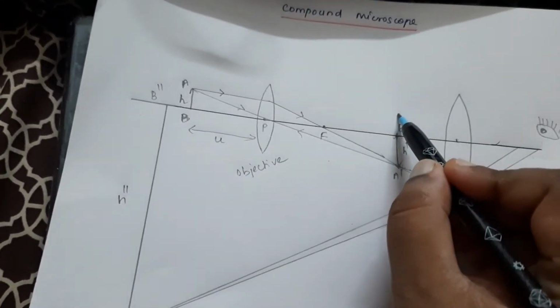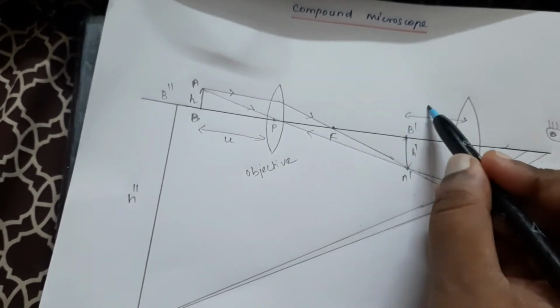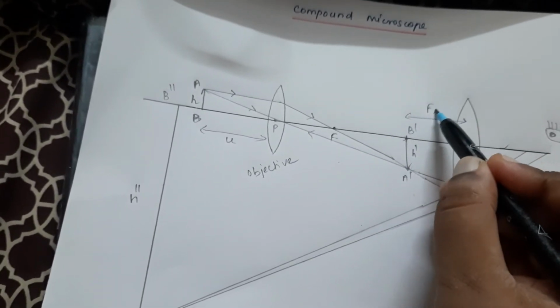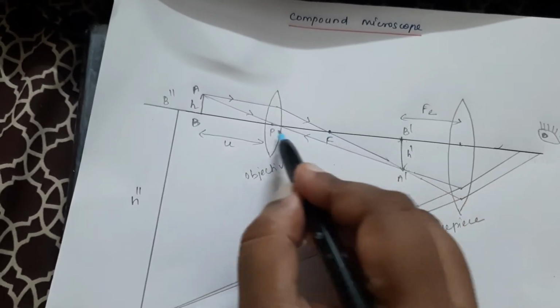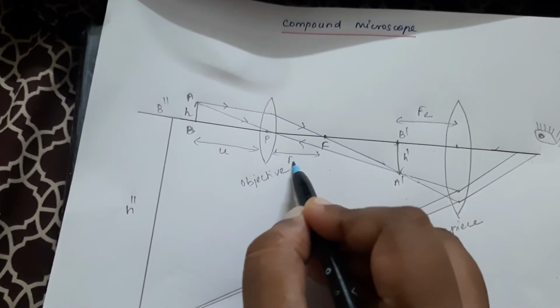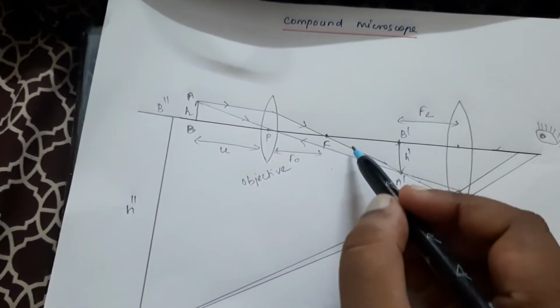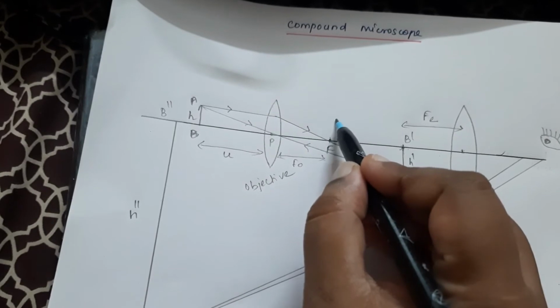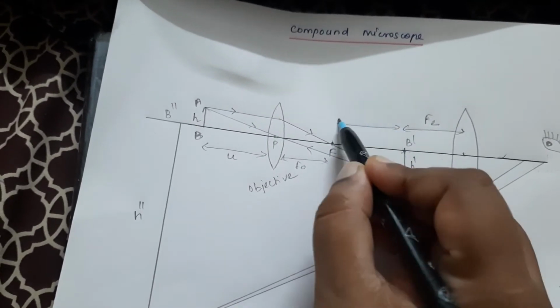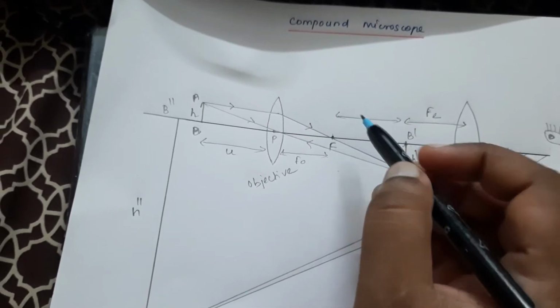So what is this distance? This distance is the focal length of the eyepiece. Now this is the focus of the objective. So this distance is the focal length of the objective, F0. So this is F0 and this is FE. Now there is a line between this and this. So this distance we are taking as L.